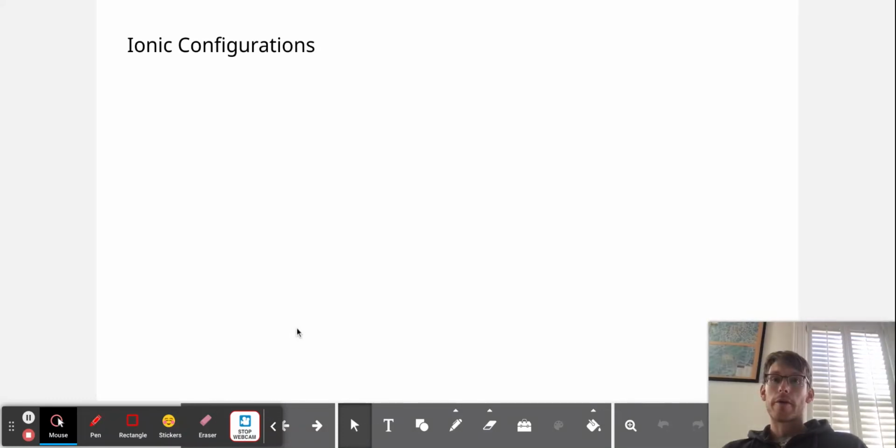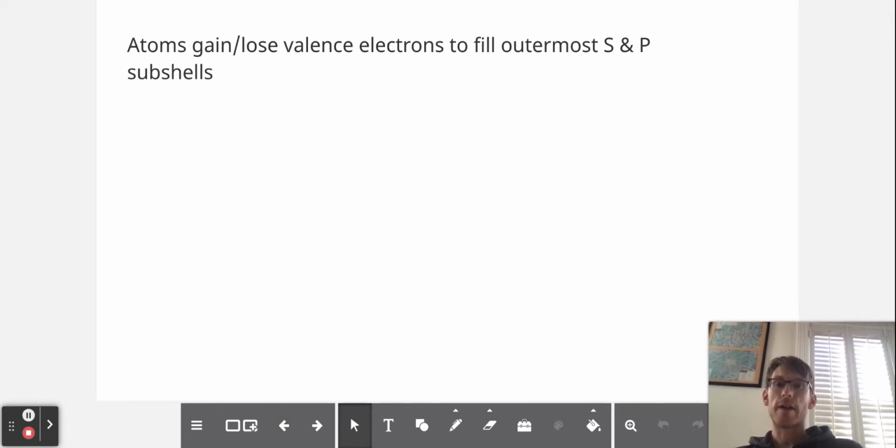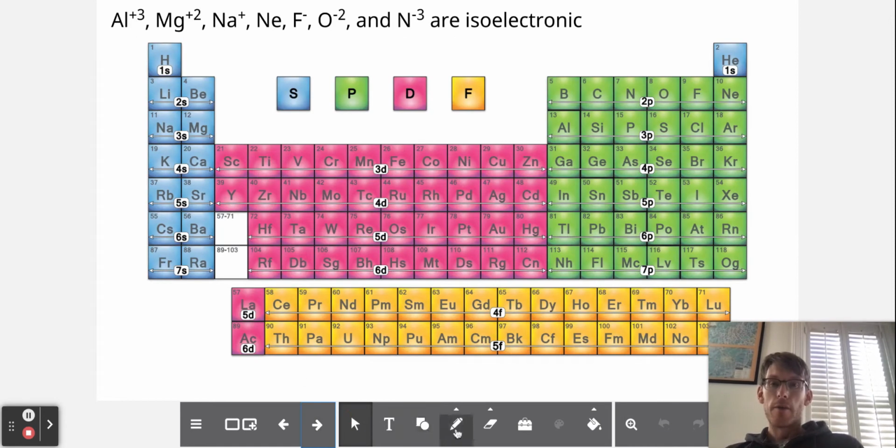In this video, we're going to learn about the electron configurations of ions. So the principle that we're going to go by here is that atoms will gain or lose valence electrons in order to leave them with a full outermost s and p subshell. That means that if we have, say, aluminum, which has 13 total electrons, it will either have to gain 5 to be like argon or lose 3 electrons to be like neon.